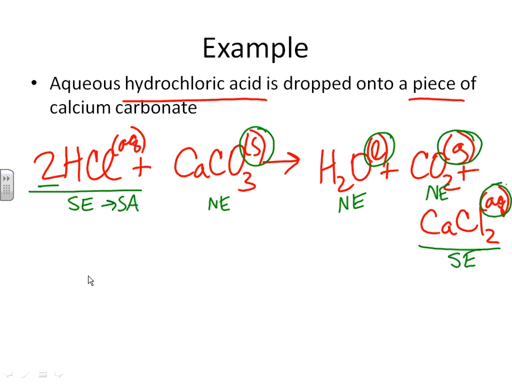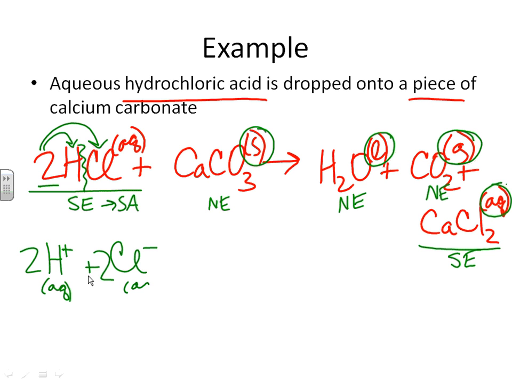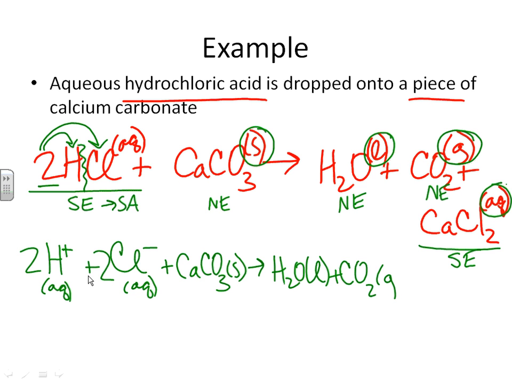Now remember, this 2 out in front is going to apply to both the hydrogen and the chloride. So when we split up the acid, we're going to separate the hydrogen from the anion. So I'm going to get H plus and Cl minus, but I'm going to have 2 of each of them. And these are both aqueous, keeping the phase of matter from the hydrochloric acid. Do not touch the calcium carbonate. The calcium carbonate is not going to ionize in any way. It's a solid. Do not touch the water. It's a liquid. Do not touch the carbon dioxide. It's a gas.